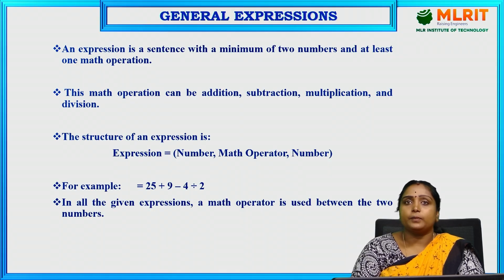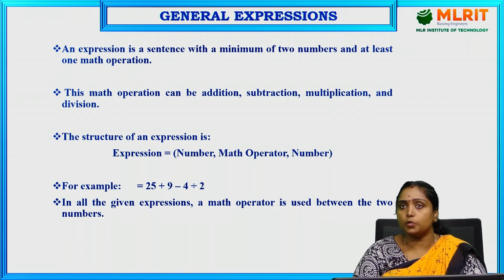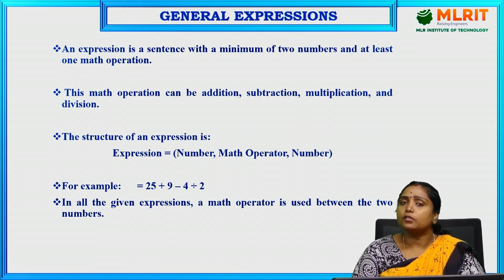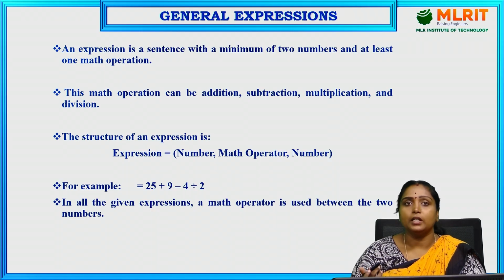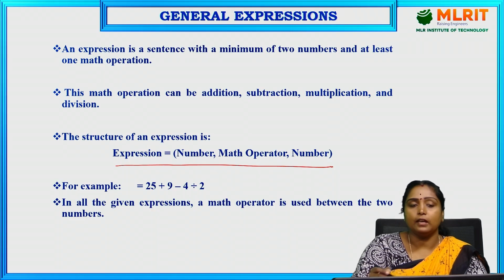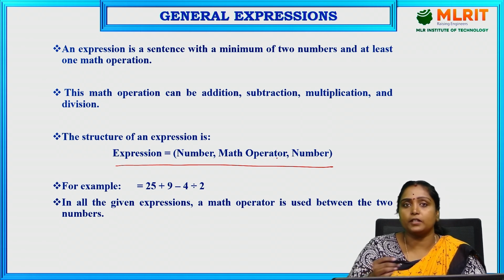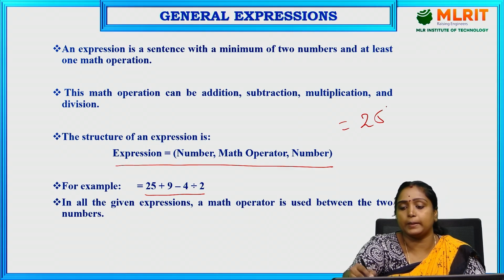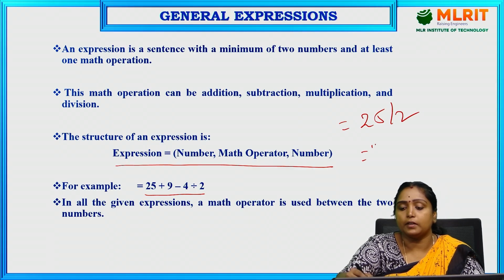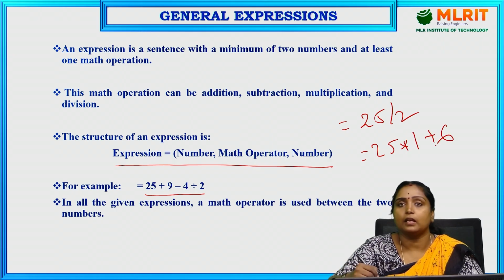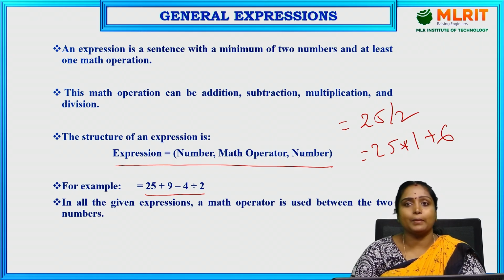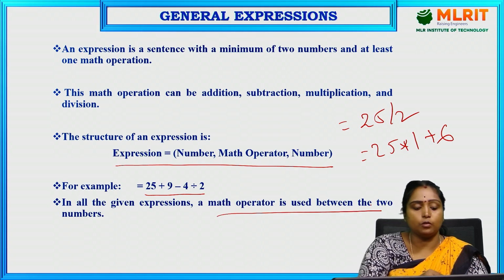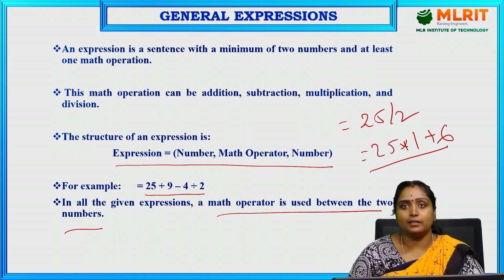An expression is like a sentence which consists of a minimum of two numbers and at least one mathematical operator. The structure of an expression would be: expression equals number, mathematical operator, and number. For example, sum equals 25 by 2, or 25 into 1 plus 6. In all the given expressions, the mathematical operator is used between two numbers. This is called a general expression.